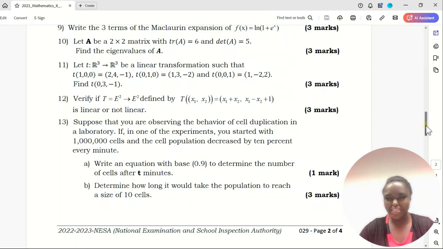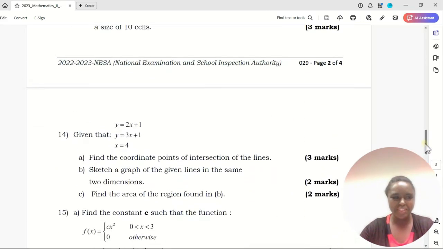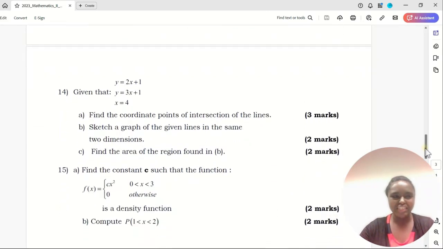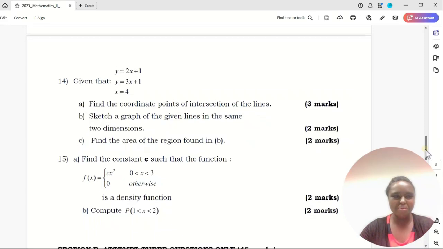So let's move on. Next question. We are almost at the end of this section, and the next question was question number 14. Given that we have 3 lines, y equal to 2x plus 1, y equal to 3x plus 1, and x equal to 4, find the coordinates of the points of intersection of the lines, then sketch a graph of the given lines in the same 2 dimensions, and find the area of the region found in B.